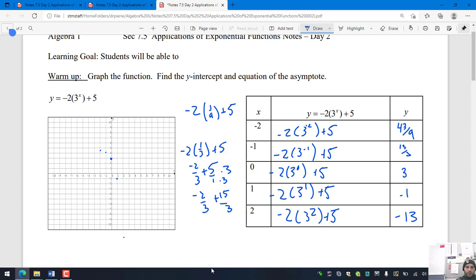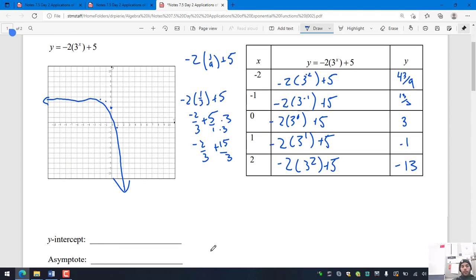Okay, and then after you have all these points, you play connect the dots, and here's what your graph should look like. It's going to stay below that 5 the entire time. Sorry for that little divot. But it looks something like this. It'll flatline right around 5.